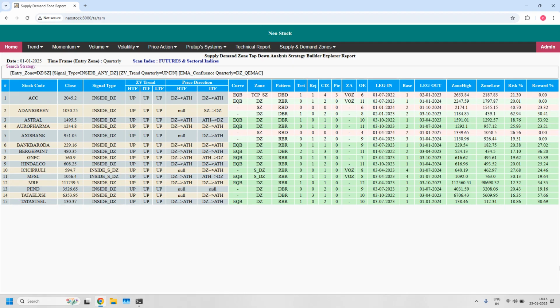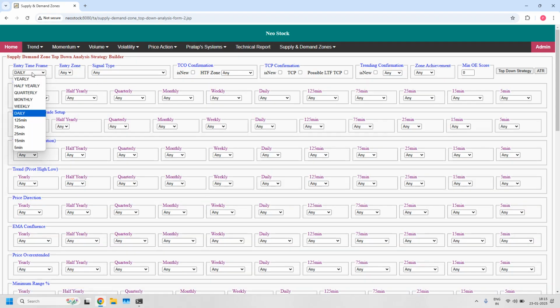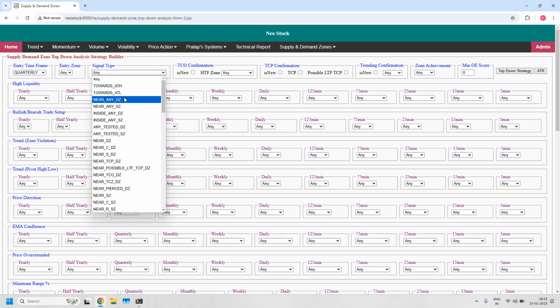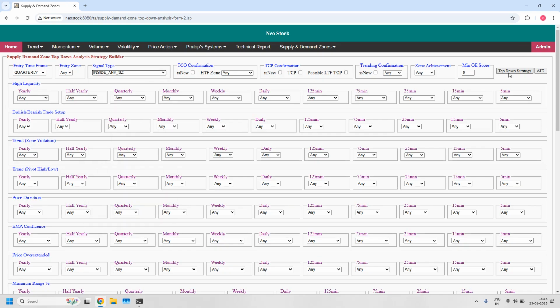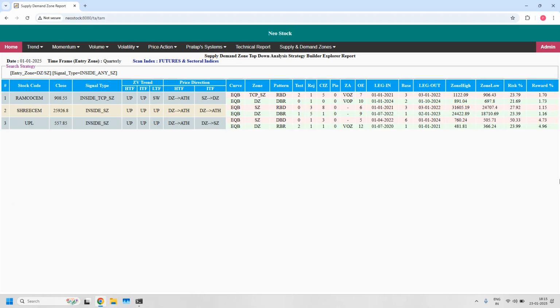All these quarterly demand zones are having quarterly EMA Confluence. Okay, next quarterly time frame. Price closed inside the quarterly supply zone. We got 3 stocks.